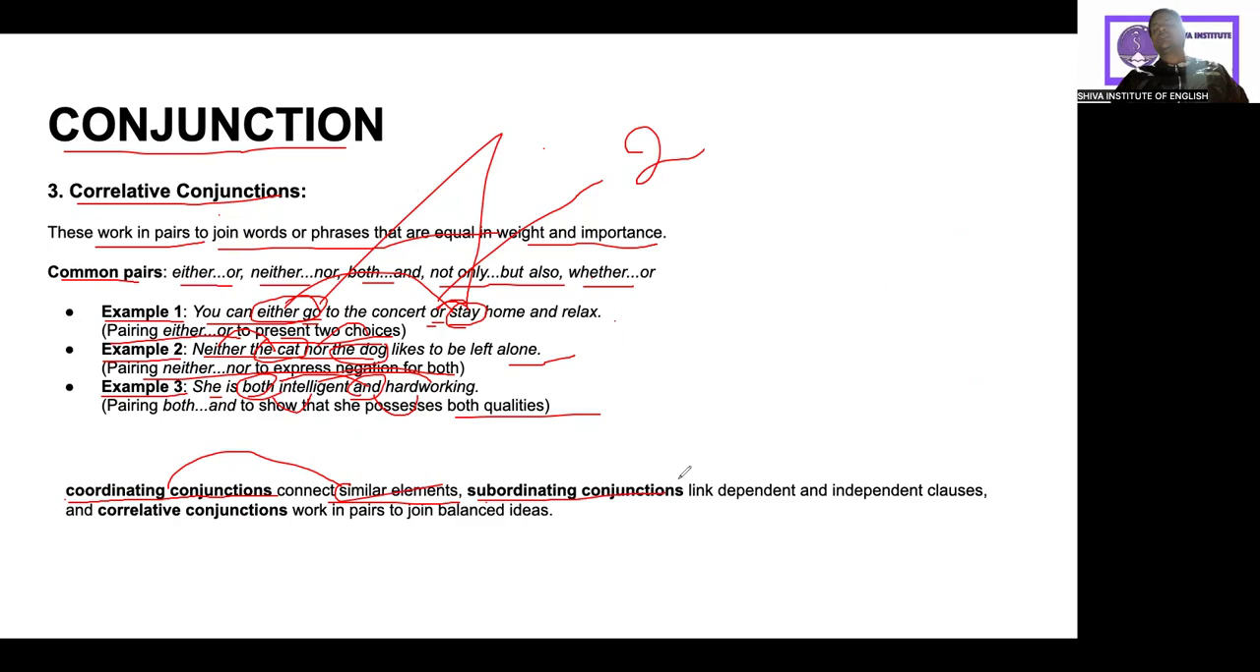Subordinating conjunctions generally link dependent and independent clauses. They generally link dependent and independent clauses. And correlative conjunctions work in pairs or join balanced ideas. That is the job of these three conjunctions. Am I clear?